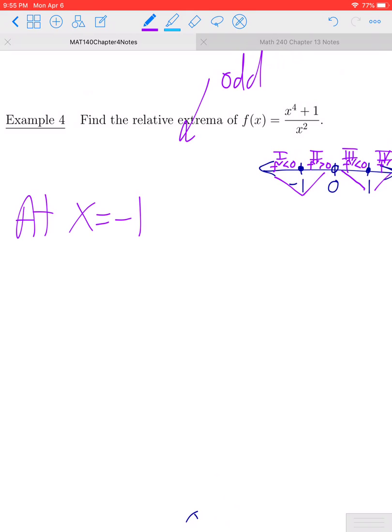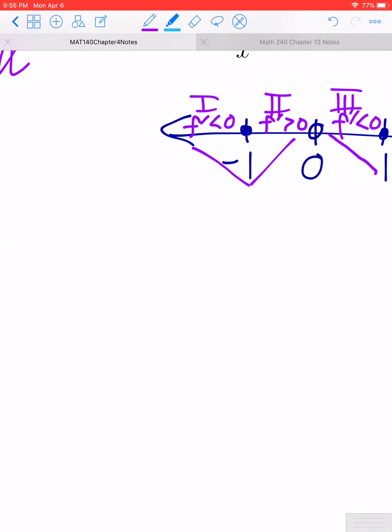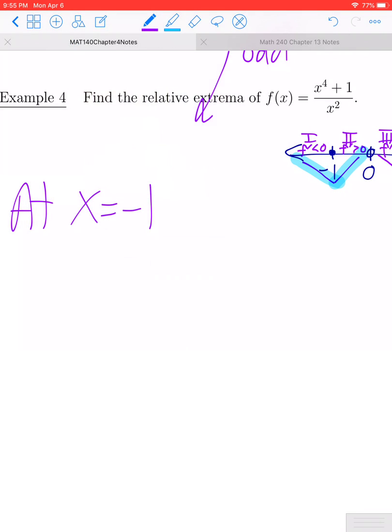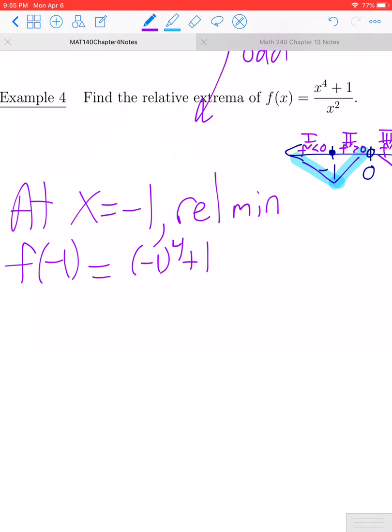At x equals -1, it changes from decreasing to increasing. So that's going to produce a relative min. So at x equals -1, we're going to have a relative min. The value of that relative min is f of -1 equals (-1)^4 plus 1 divided by (-1)^2, which is going to be positive 2. So we have a relative min of 2 at x equals -1.